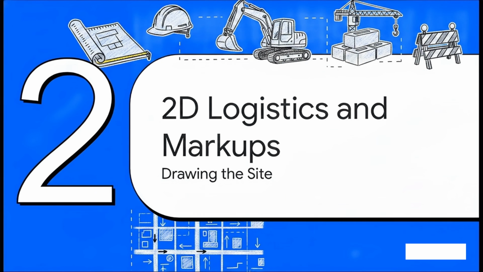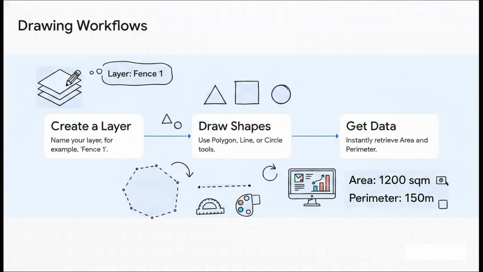Section 2. 2D logistics and markups, drawing the site. All right, this is where things get really fun. We're moving from simply looking at a map to actually building out our real-world construction setups using the vertical base map. The procedural steps for outlining a job site are brilliantly simple. Step 1, create and name a layer, let's call it Fence 1. Step 2, start drawing using the polygon, line, or circle tools. Step 3, watch as Nearmap instantly feeds you crucial data like area and perimeter.